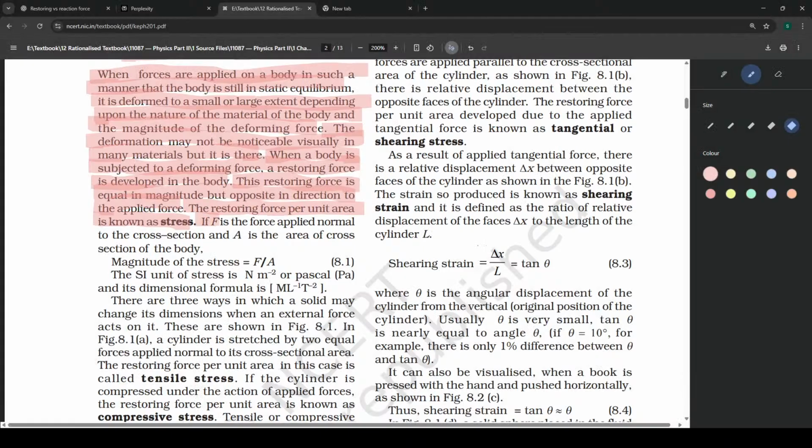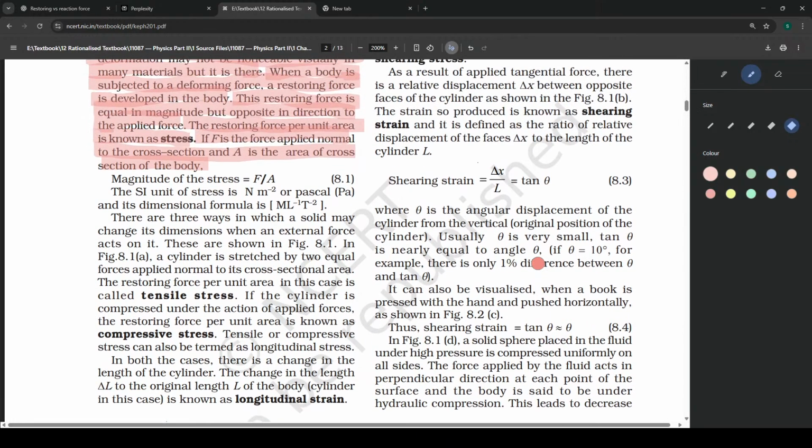Okay, then if F is the force applied normal to the cross section, and A is the area of the cross section of the body, this is the force applied. We know that the stress is restoring force per unit area, but we are considering the force applied because at equilibrium the applied force is equal to the restoring force. So at equilibrium position, stress is applied force per unit area, and this is if the force is applied normal to the cross section, perpendicular to the cross section. Magnitude of stress is force by area.